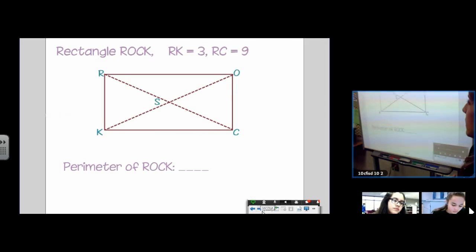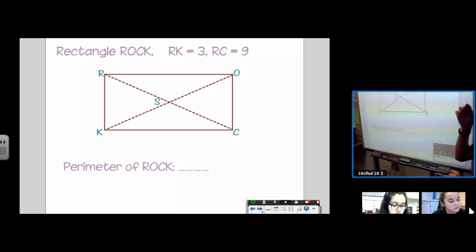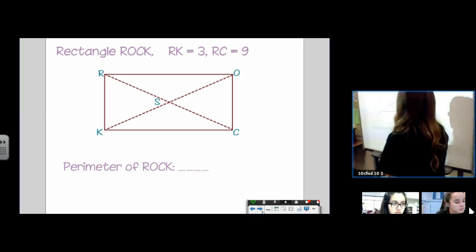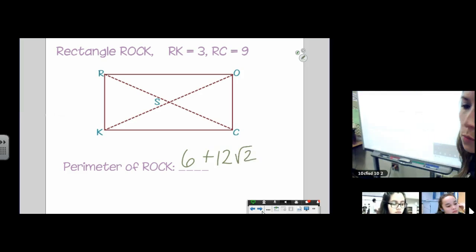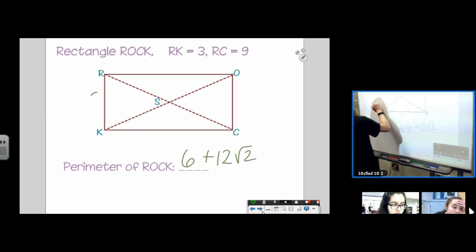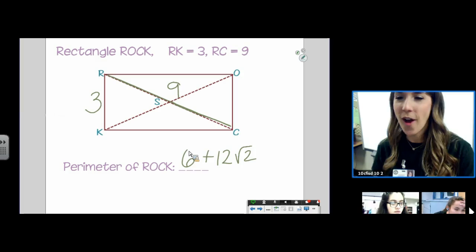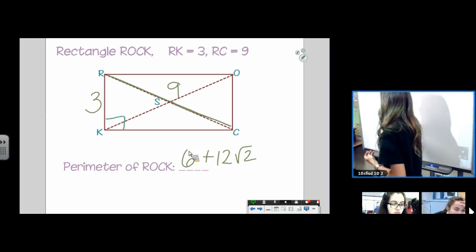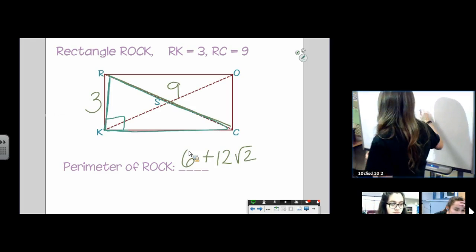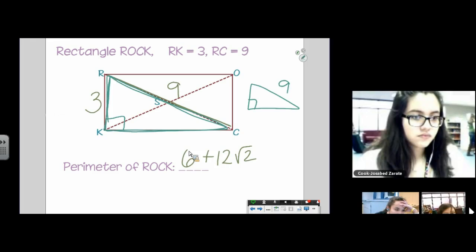All right. Let's try a rectangle problem. We have rectangle rock. Try to find the perimeter of that rectangle. All righty. Did you get, let's see if I can remember, 6 plus 12 root 2? So what did we know about our picture to begin with? We knew RK was 3 and we knew RC was 9. Now, when in doubt, look at your properties. The first property in the definition of a rectangle is that it has 4 right angles. So we have ourselves a right triangle. We have a right triangle that has a hypotenuse of 9 and a leg of 3.